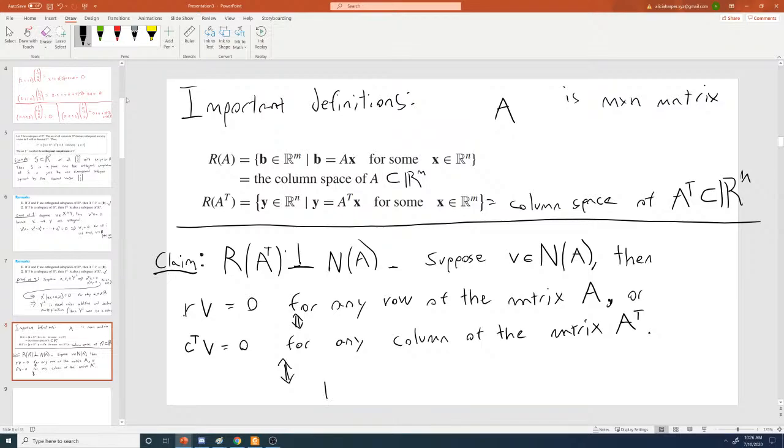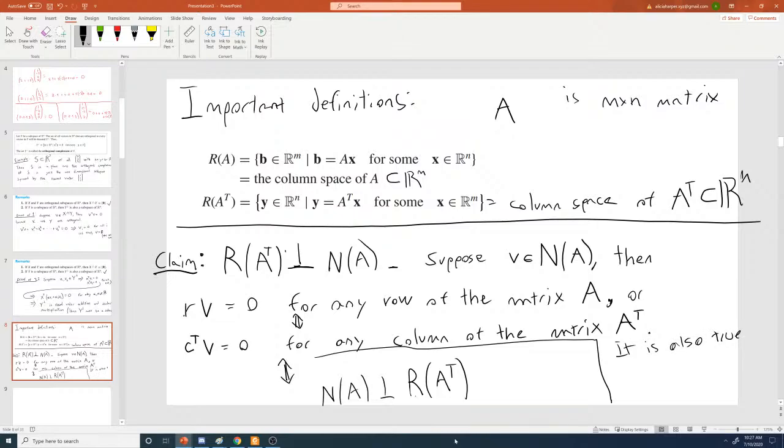Which implies that the null space of A is orthogonal to the row space of A transpose, or I'm sorry, the column space of A transpose. And the only thing I'm really not spelling out precisely is that because this is true for any column of the matrix A transpose, it is also true for any linear combination of columns.